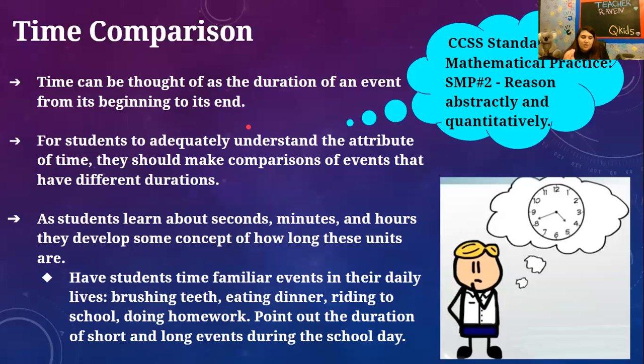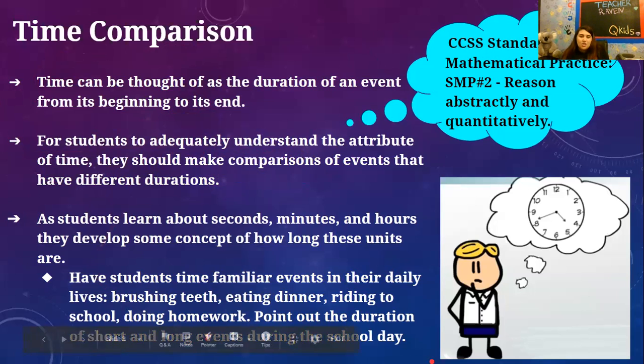So time is different from any other measurement in school because it cannot be seen and it cannot be felt. This difference makes it more difficult for students to understand time and how the units correlate to duration. Ultimately, time can be thought of as the duration of an event from its beginning to end. For students to adequately understand the attribute of time, they need to make comparisons of different durations.